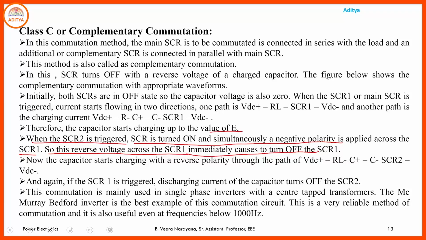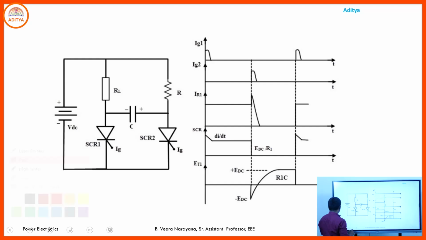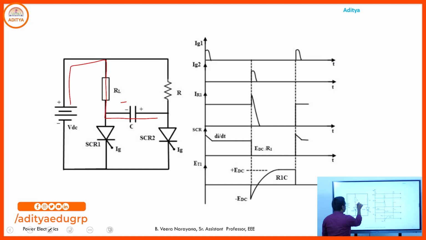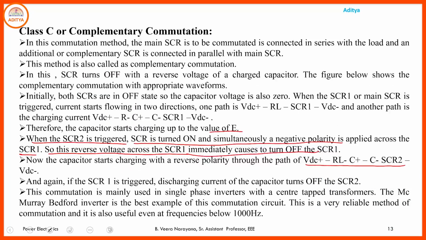Similarly, the capacitor starts charging with reverse polarity through the path VDC, RL, C. The capacitor starts charging because SCR2 is on, and the charging path is through RL. Now the polarities have changed: C plus, C minus, SCR2 and VDC minus. Like this: VDC, RL, C plus, C, SCR2.